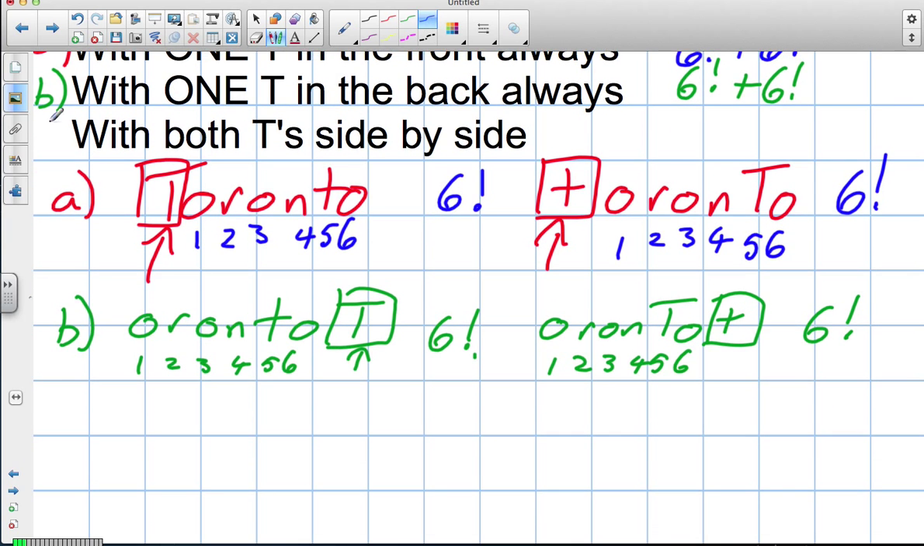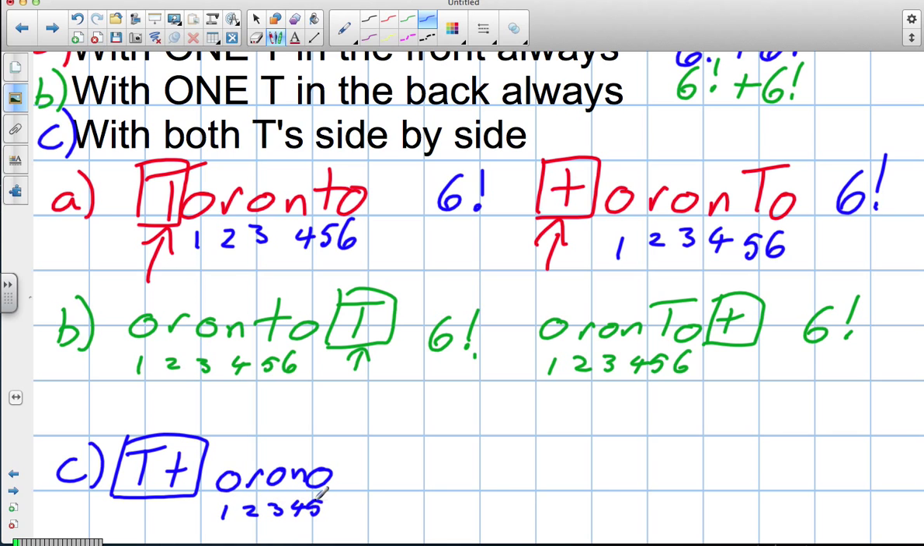Now, the hard part of this question is C, with both T's side by side. Well, that means they can be anywhere in here. But it also means we're anchoring ourselves. So we're going to add up many small permutations instead. We're going to anchor ourselves at the very beginning of this one. So here's C. We're going to put uppercase T and lowercase t at the beginning. That leaves us with the letters O-R-O-N-O. That's 1, 2, 3, 4, 5 letters. So that's permutation 5.